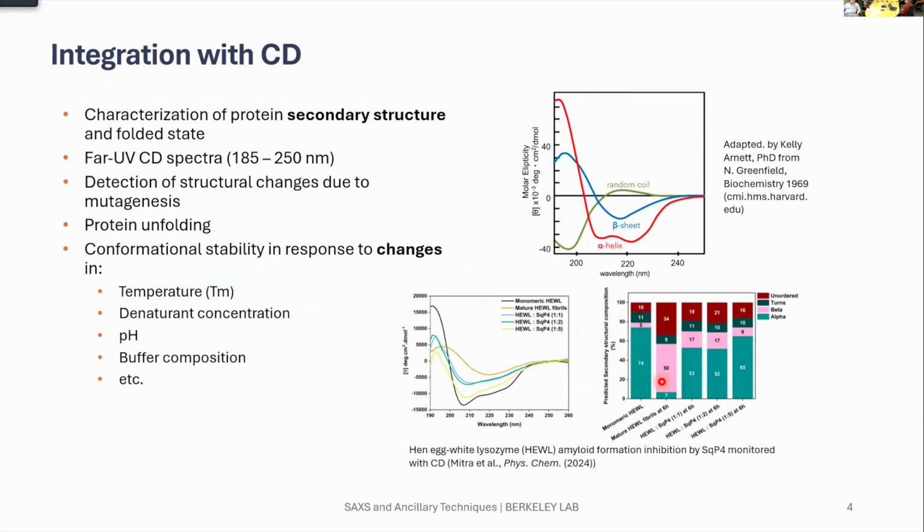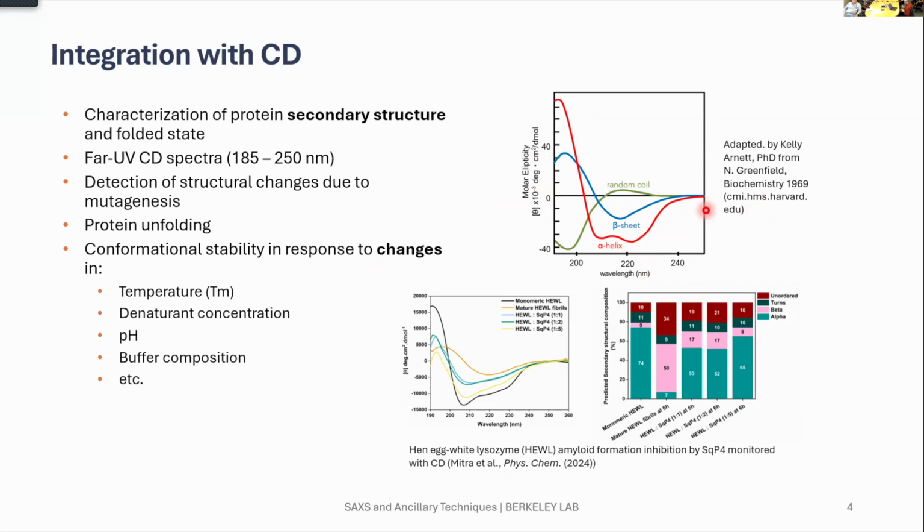So now, what main data type do we obtain from CD? Over there, you can see spectra coming from three types of secondary structures, the most common secondary structures that we can monitor in protein. Those are alpha helix in red, beta sheet in blue, and random coils in green. So these three main types are the information that we are getting.